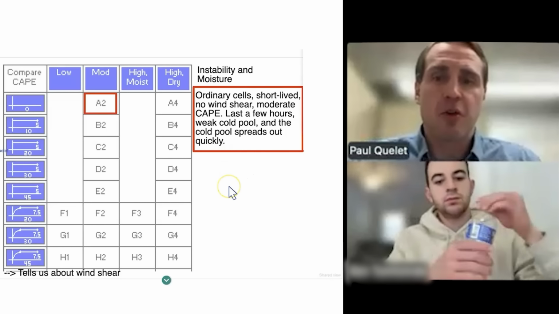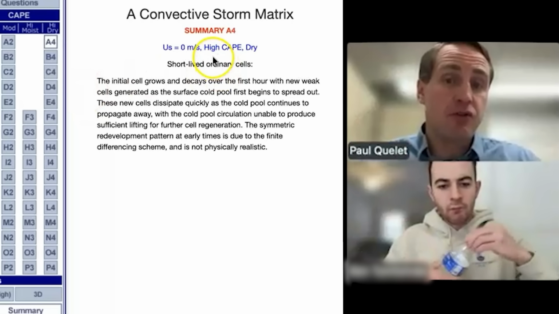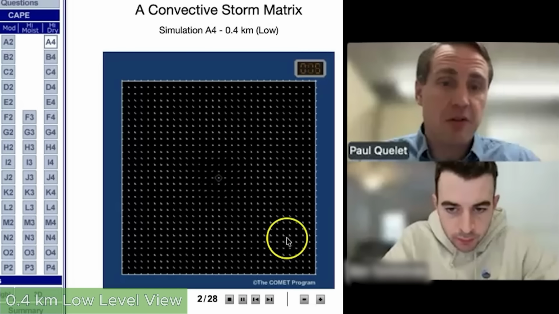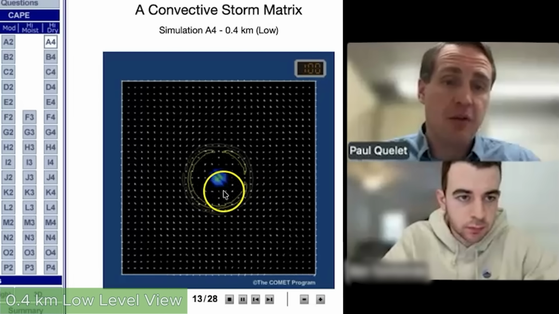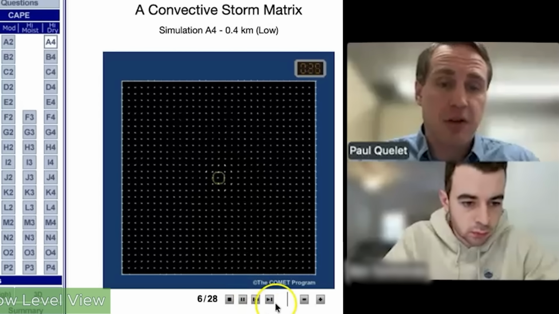So then we're going to go to A4. A4 is going to be higher CAPE, but dry conditions. Let's see what happens here first. Notice I'm not seeing a whole lot happening at lower levels. The rain does come down, but then spreads out kind of quickly.